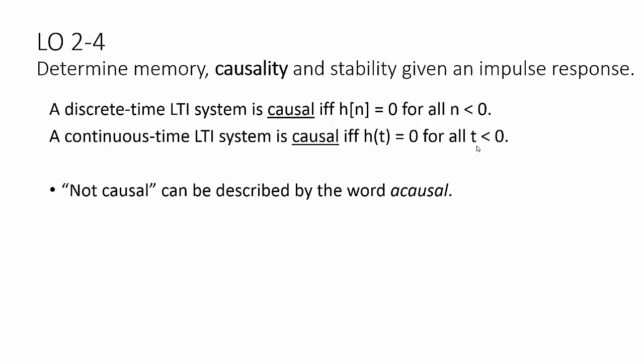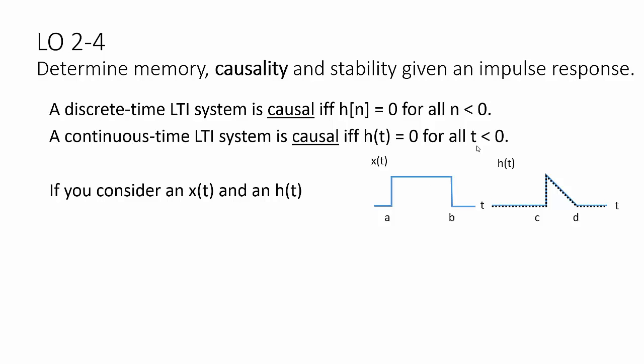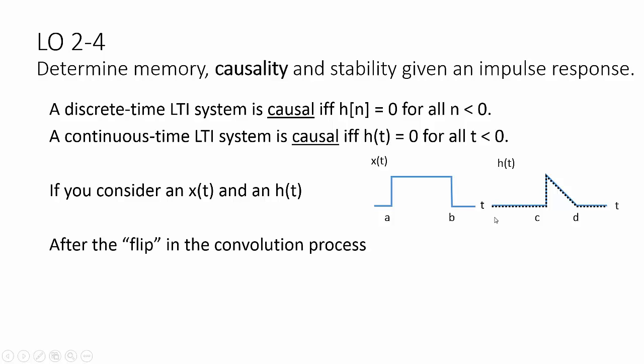Not causal can also be described by saying that the system is acausal. Let's look at why this is the case. Consider convolution, where we have an x of t and an h of t with certain starting and stopping points. When we flip our h of t in the convolution process, our variables t change to tau, and our time indices for our h change from c and d to t minus d and t minus c.